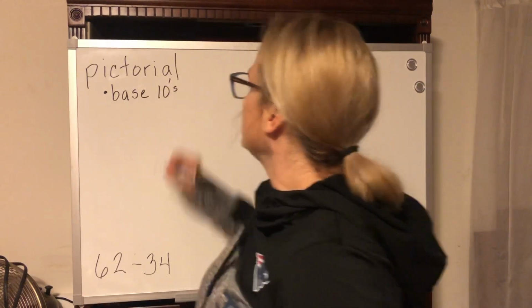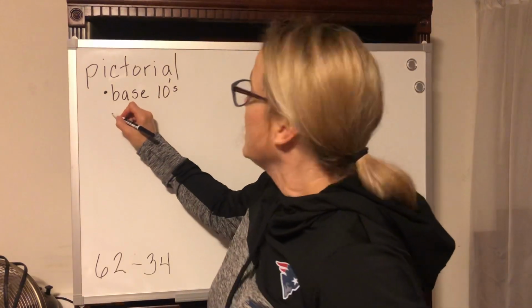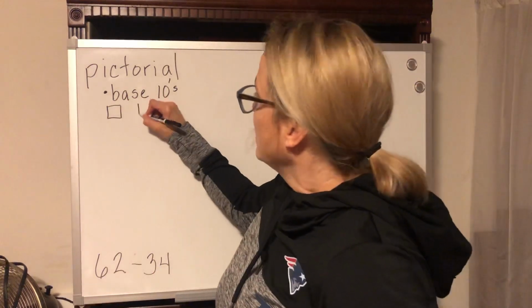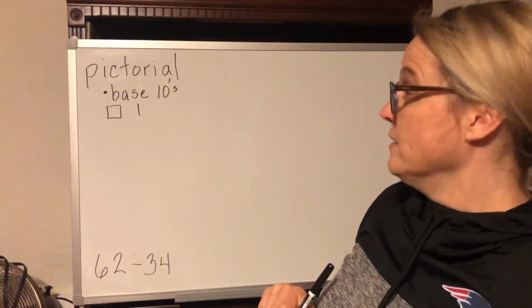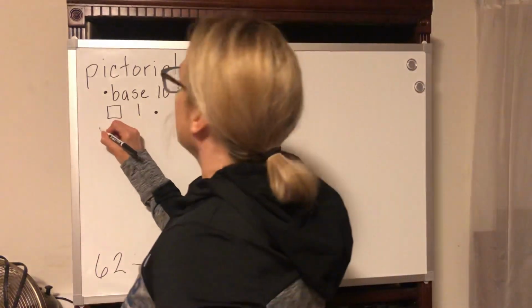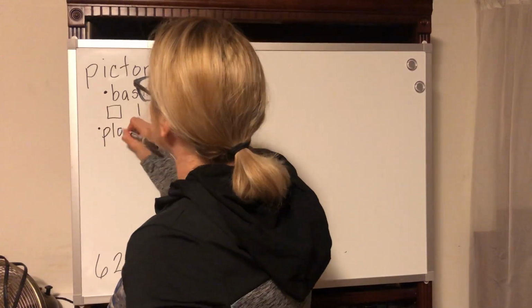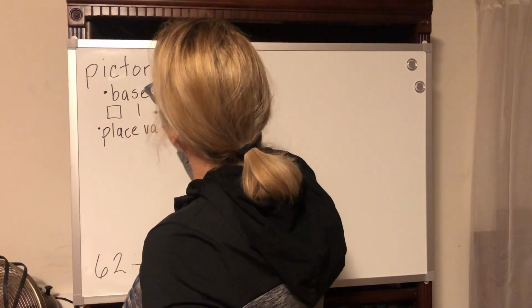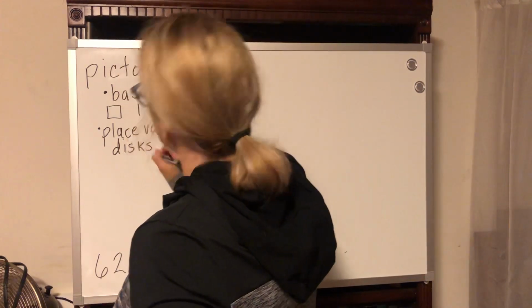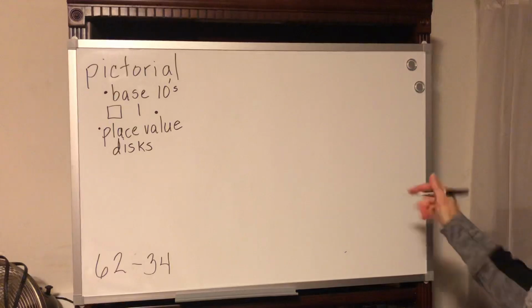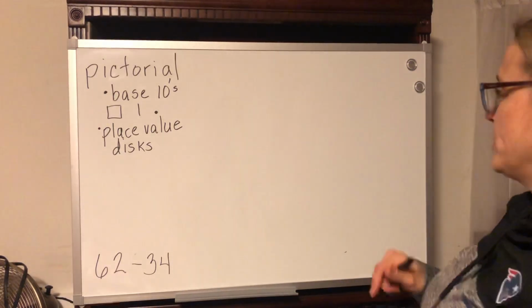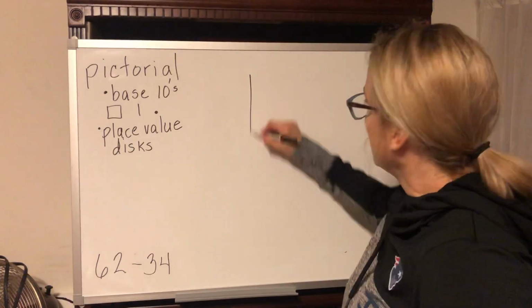Some friends use base 10s, and for base 10s, that's when you use the little box for 100. You use the rod for 10, and you use the dot for ones. And we're going to do it with place value discs, which is the way Mr. DeJordy's friends do it. Regardless, we need an HTO chart. What is an HTO chart? That is a place value chart.